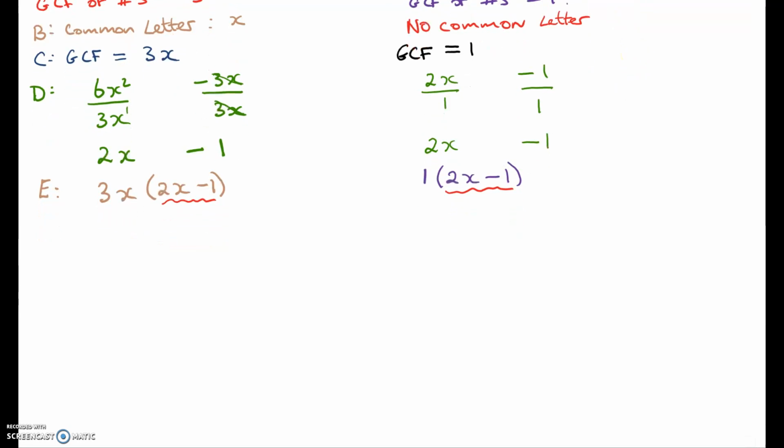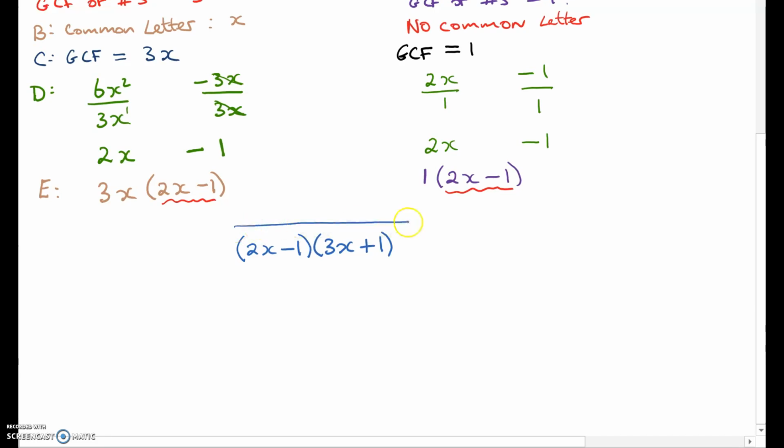So the way we always finish off grouping is we put the inside factors together. So that's 2x minus 1. We write those out one more time, and then put the outside factors in a parentheses beside it: 3x, and this is going to be plus 1. Don't forget to put the sign there in front of that. So this is what we're guessing the factors are. Guessing is not the right word, of course. This is the work that we've done. So the factors are 2x minus 1 times 3x plus 1.